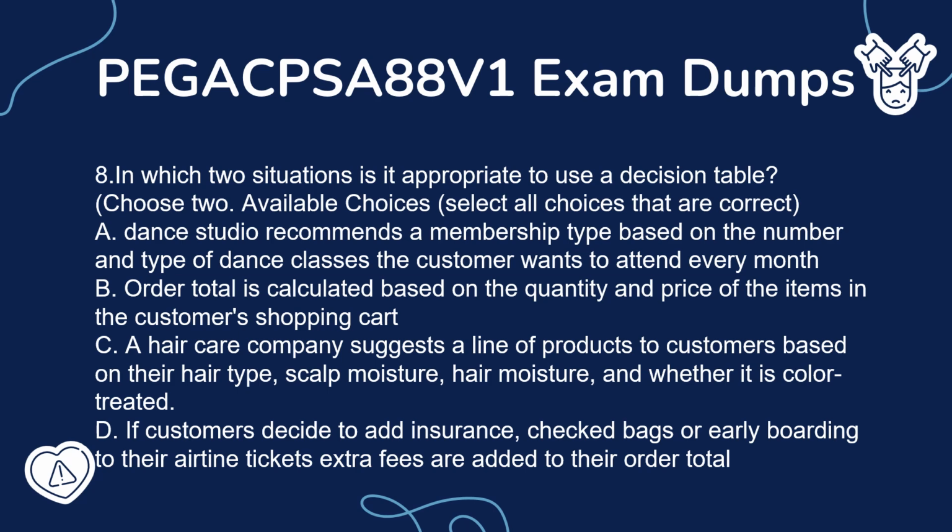A. A dance studio recommends a membership type based on the number and type of dance classes the customer wants to attend every month. B. Order total is calculated based on the quantity and price of the items in the customer's shopping cart. C. A hair care company suggests a line of products to customers based on their hair type, scalp moisture, hair moisture, and whether it is color-treated. D. If customers decide to add insurance, checked bags or early boarding to their airline tickets, extra fees are added to their order total.